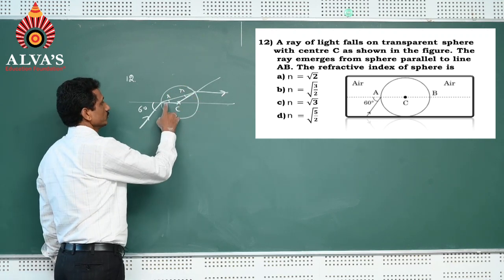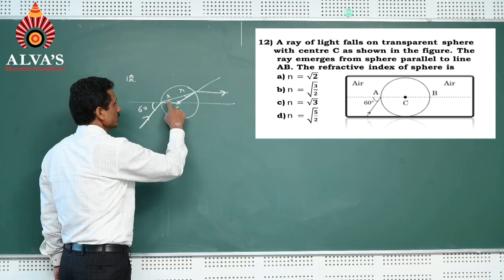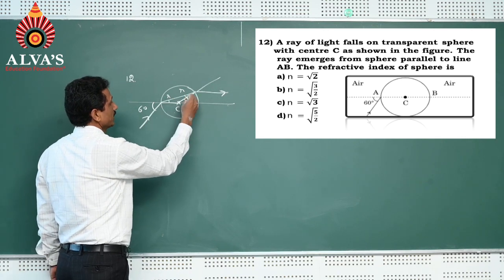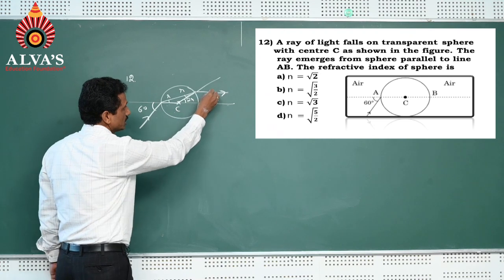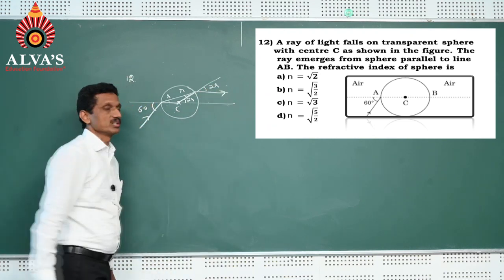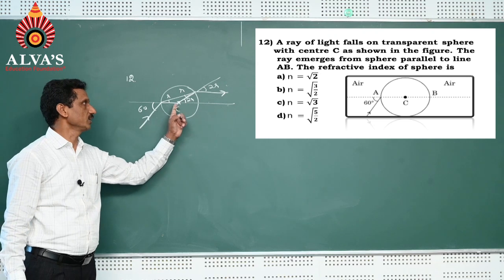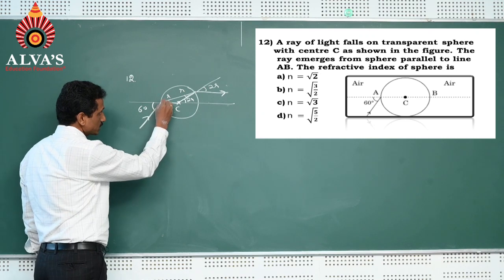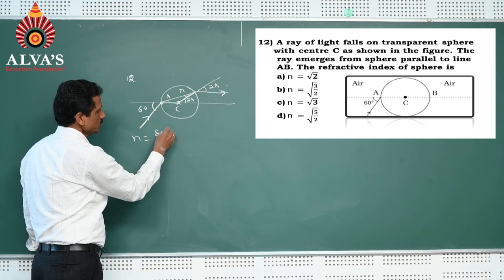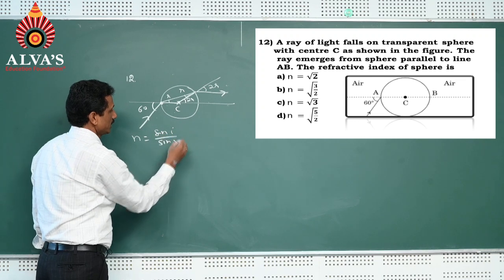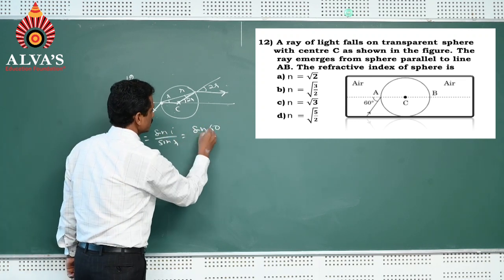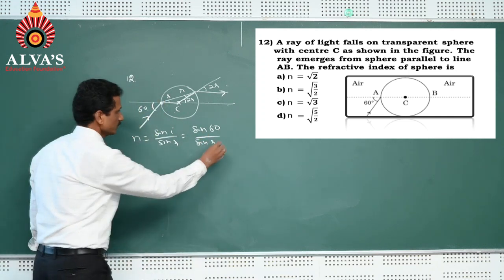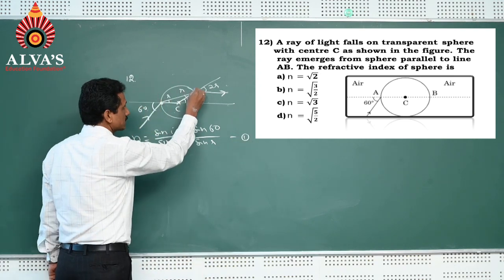From the theorem, the exterior angle is equal to the sum of the opposite interior angles. Therefore, this is 2R. Since these two are parallel, this should be 2R. These are simple geometry we can find out. This angle is 2R and this angle is 2R. Therefore, apply Snell's law at this point. N is equal to sin i by sin r, nothing but sin 60, the incident angle is 60, refracted angle is R, so N is sin 60 by sin R. Equation number 1.